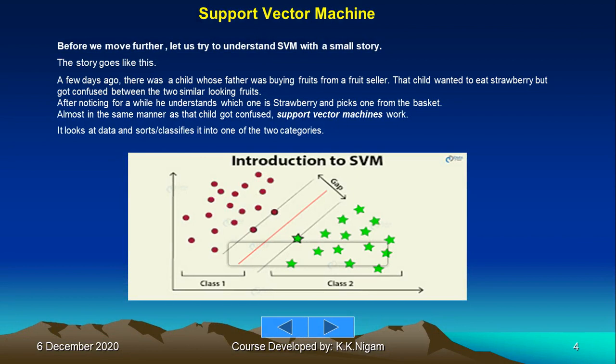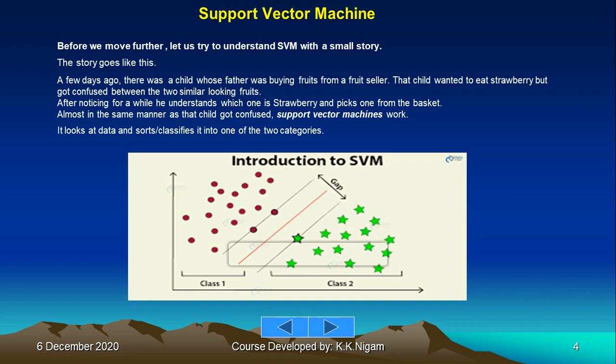Now before we move further, let us try to understand SVM with a small story. The story goes like this. A few days ago, there was a child whose father was buying some fruits from a fruit seller. The child wanted to eat a strawberry but got confused between the two similar looking fruits. After noticing for a while, he understands which one is a strawberry and picks one from the basket. Almost in the same manner as the child got confused, support vector machines work.